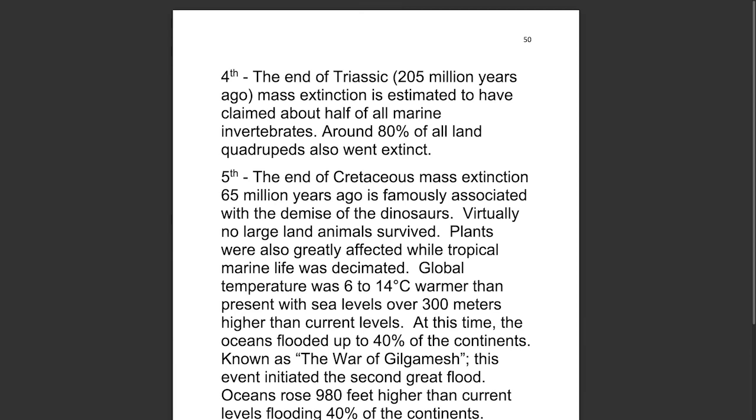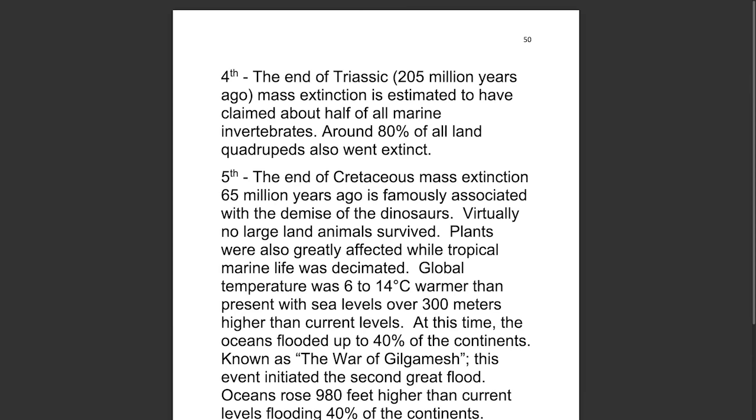The fifth, accepted, what they call the last great extinction event, was the end of the Cretaceous, as aforementioned 65 million years ago, famously associated with supposed meteor impact and the demise of the dinosaurs. Virtually no large animals survived that. Plants were also greatly affected. Tropical marine life was decimated. Global temperatures were 6 to 14 degrees warmer than present, with sea levels over 300 meters higher than current levels.